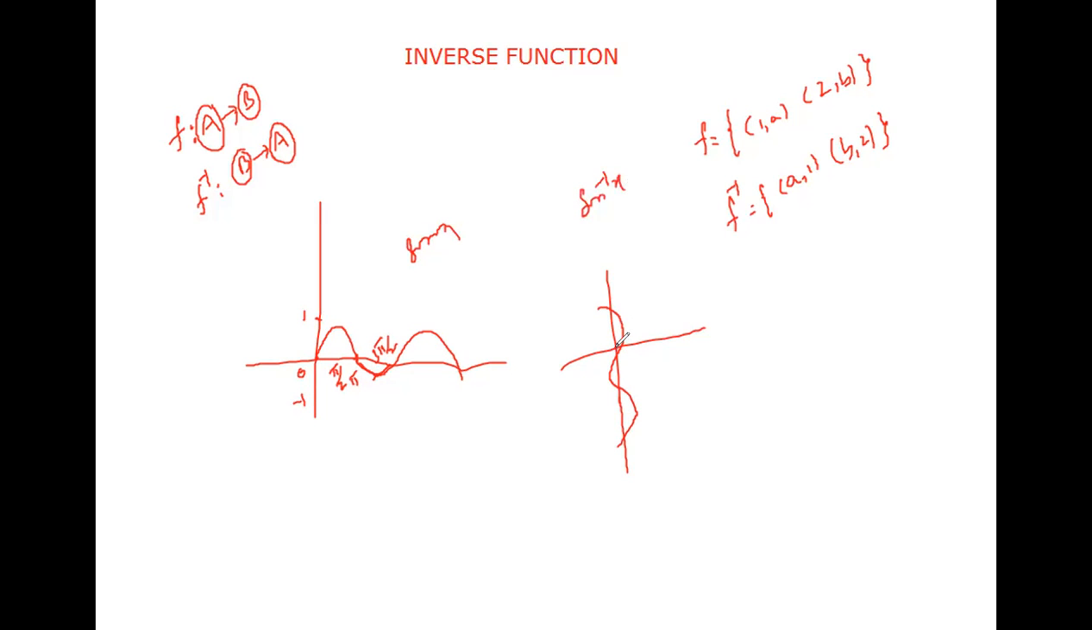Okay now, it passes through the origin only. That curve will be like this. The range will become the domain over here. Okay, this is how we can draw it.